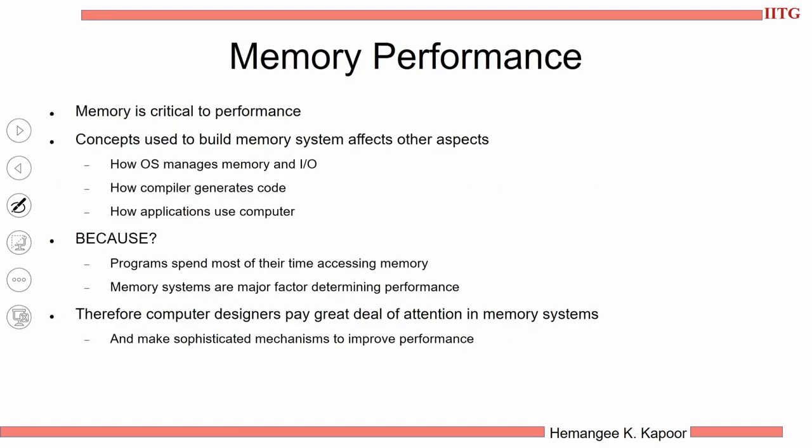Then memory, as we said, is very critical for performance because most of the programs spend their time accessing memory. All things are centered around the memory because depending on the memory performance, the OS is going to manage the memory and the IO. The compiler is also going to generate the code depending on how good your memory is, and it will eventually affect the applications, right? So the way the memory hierarchy or the way the memory system is built, it directly affects the performance of the system. So it is very critical to the performance. Okay. So therefore, all the computer designers, what do they need to do? They need to pay attention to how can we improve the performance of memory systems. So paying attention to memory systems is very important.